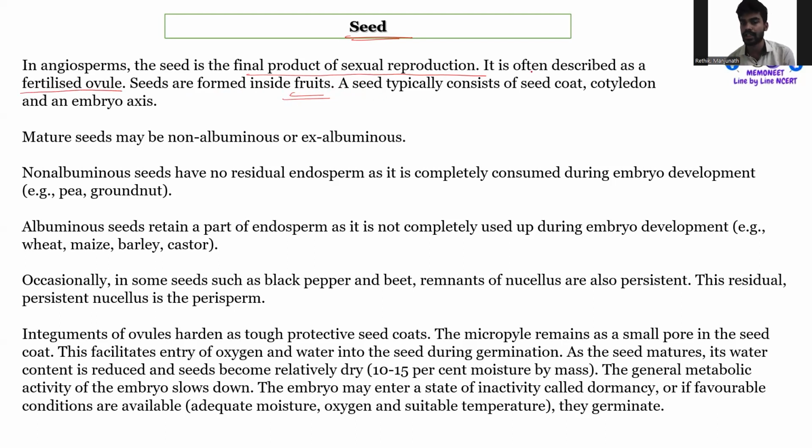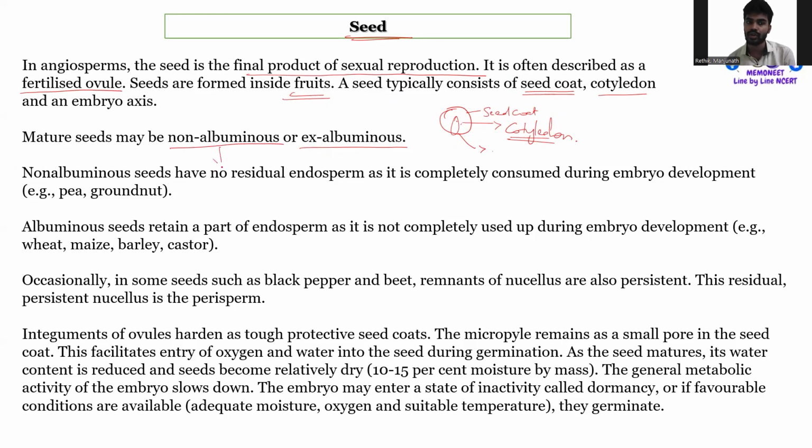A seed typically consists of a seed coat, which is the outer coat, and the cotyledon as well as an embryo axis. If this is a seed, the outer will be the seed coat, and the inner part will be the cotyledon, and you'll also be having an embryo axis. The cotyledon acts as reserve food for the seed. You'll be seeing two kinds of seed: non-albuminous as well as albuminous. What is this non-albuminous or albuminous?